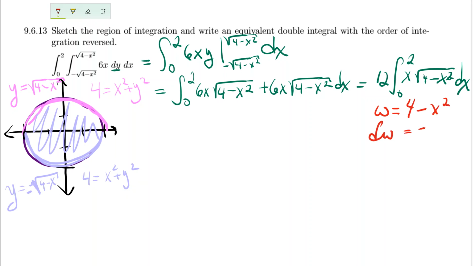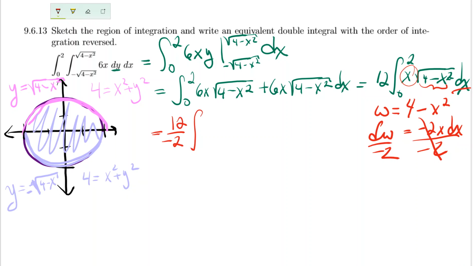dw will then be negative 2x dx. So we'll divide by negative 2 on both sides to get x dx by itself. The x and the dx together will make my dw over negative 2, and I'll take that negative 2 out front. Now I'm not going to change my bounds, I'm just going to leave them off. So 12 over negative 2, integration, leaving them off. My x and dx get used up making my dw. Negative 2 is coming from the dw. I have the square root of w, dw.